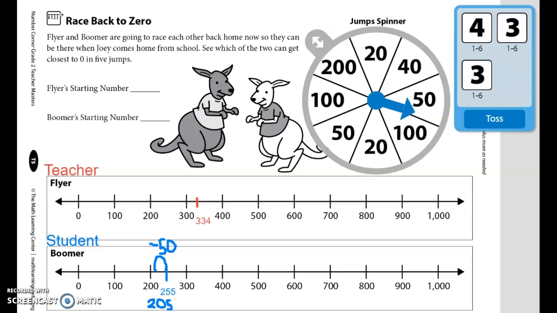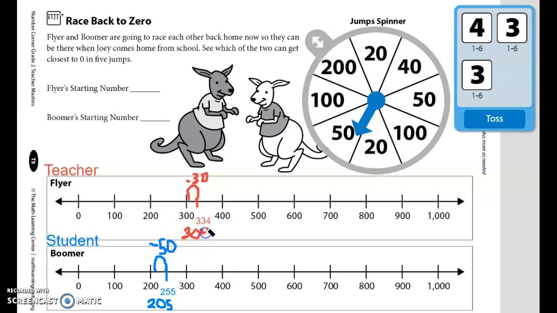Now I'm going to take my first jump. Here's my spin. Ooh, I got 50 as well. I'm going to take a jump backwards of 50. 334 minus 50, that's kind of tricky for me to think about altogether. But I do know that if I take a jump of 30, that I'll land on 304.